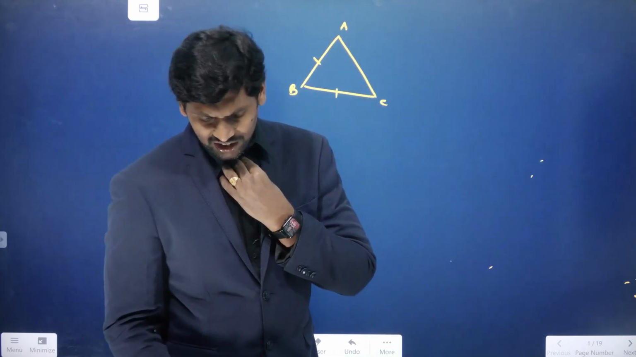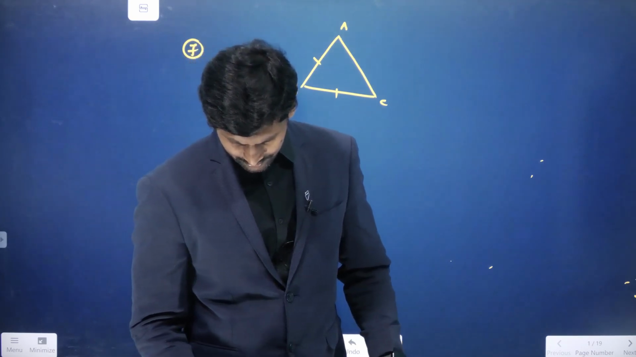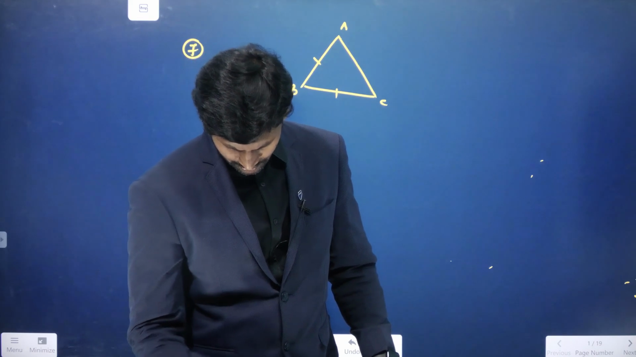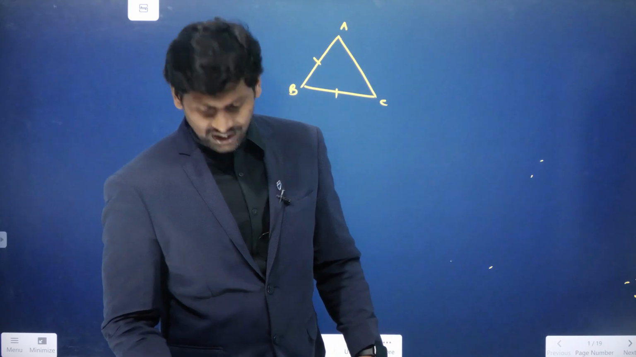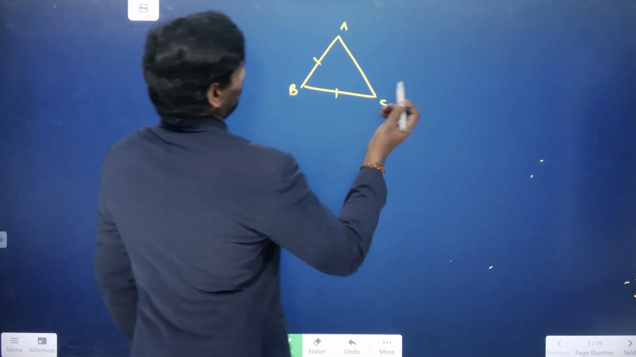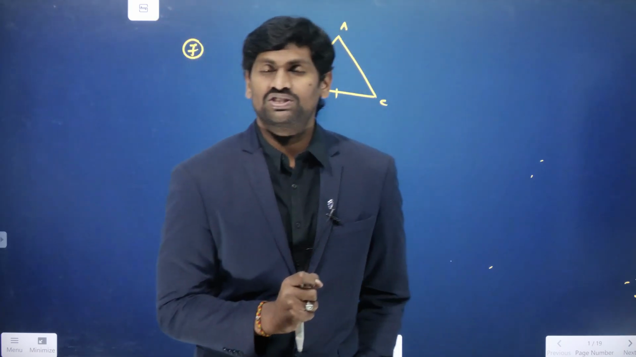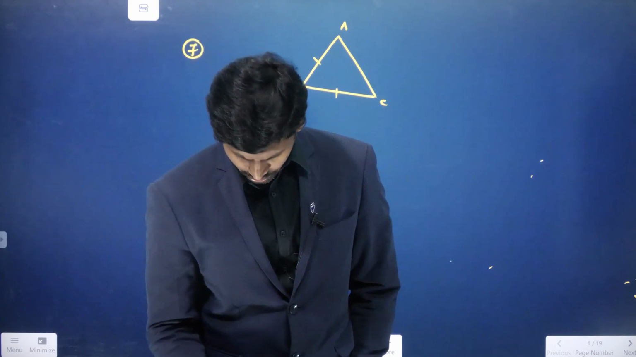Okay. And also AC length equals CD length. AC length equals CD length, but CD is not given. So actually the diagram has to be given for this question. It is a misprint, so we need to go to the next problem.